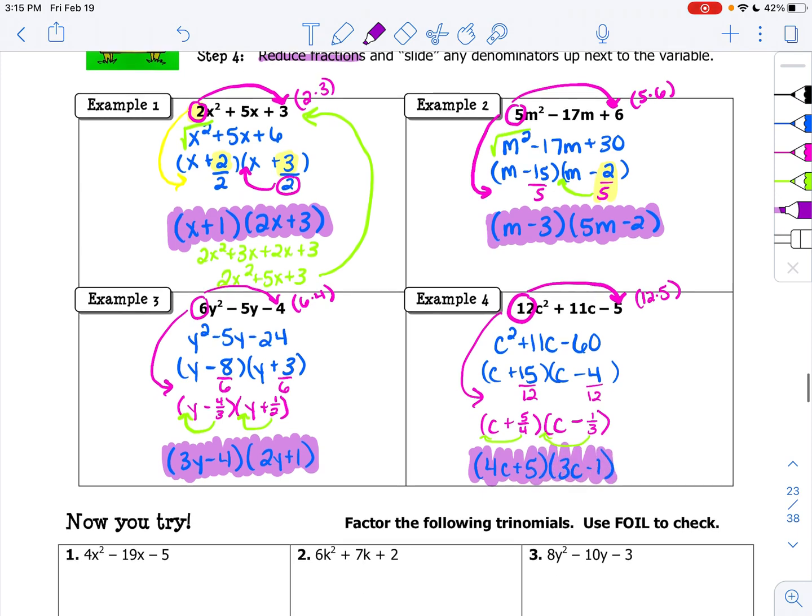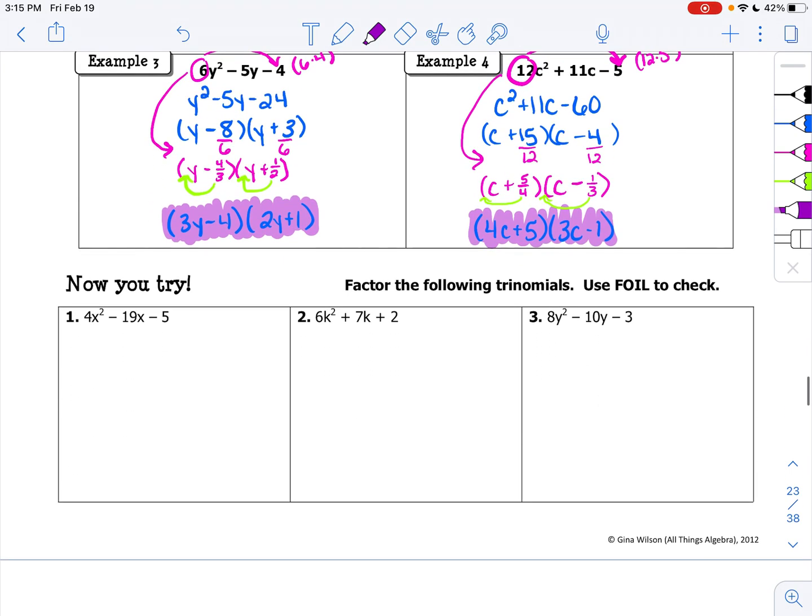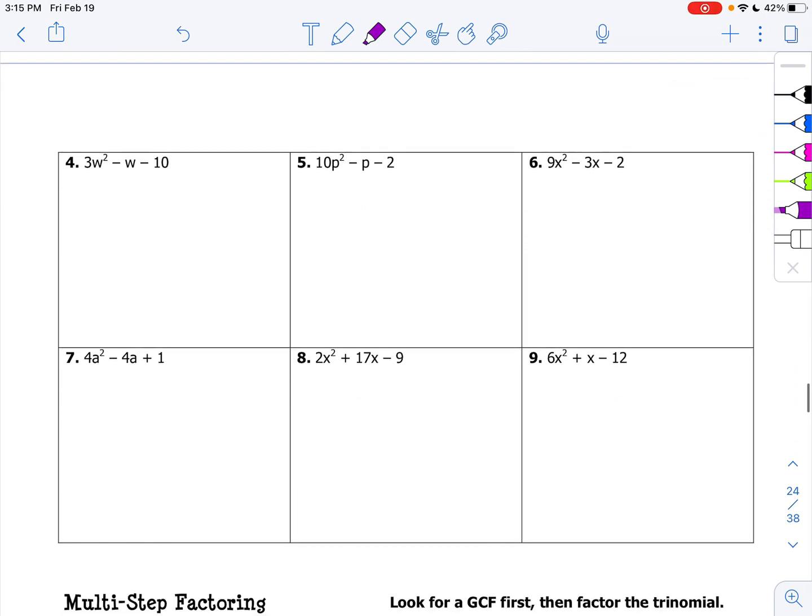If you'll go ahead and highlight on this page 1, 2, and 3. And then on the next page, if you will highlight 4 through 9.